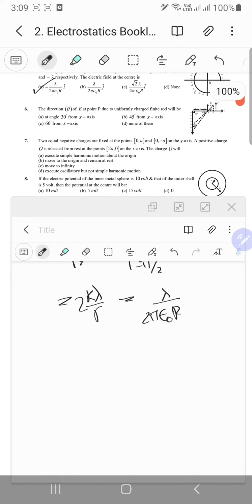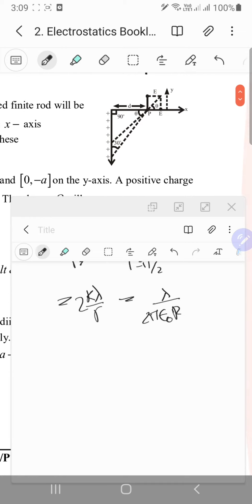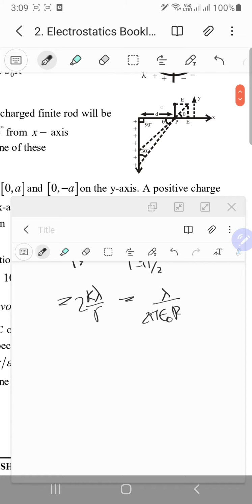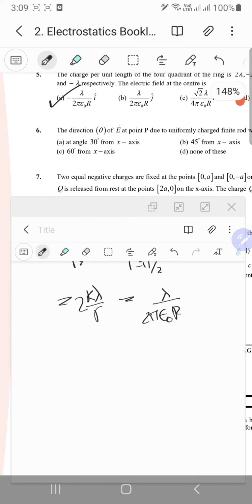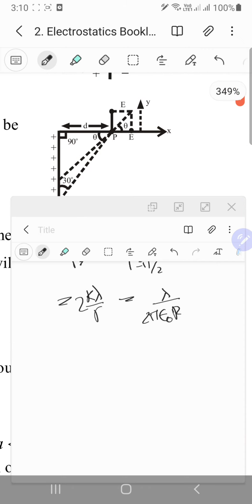Zoom in. So this is the uniformly charged rod. Okay. It's a finite rod, right? Fine. What are these things though? So this is the field. What's this point? Is this point P and E? Okay. But we want E bar. What even is this point though? I don't know.